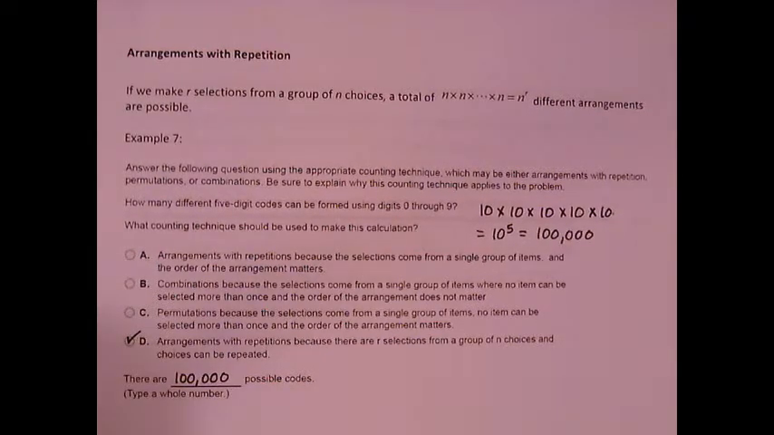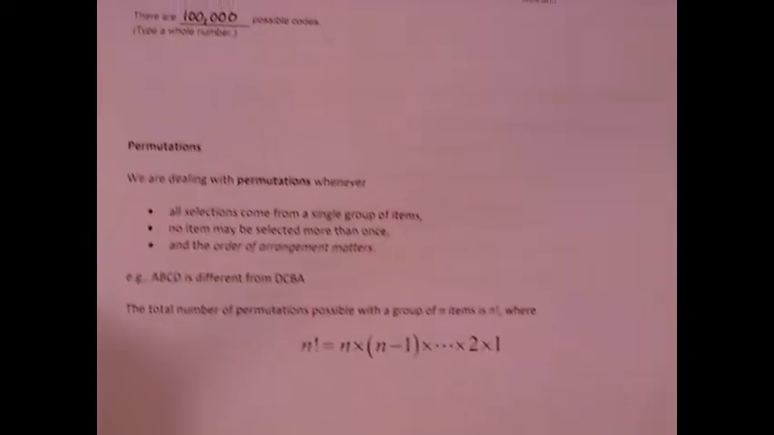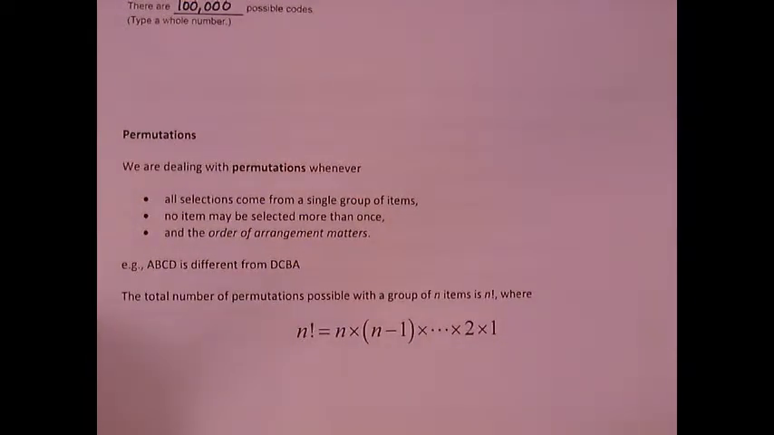All right, next we'll look at permutations. Here we're going to be dealing with permutations whenever all selections come from a single group of items. No item may be selected more than once, and the order of the arrangement matters. For example, A, B, C, D is going to be different from D, C, B, A. So the order does matter.